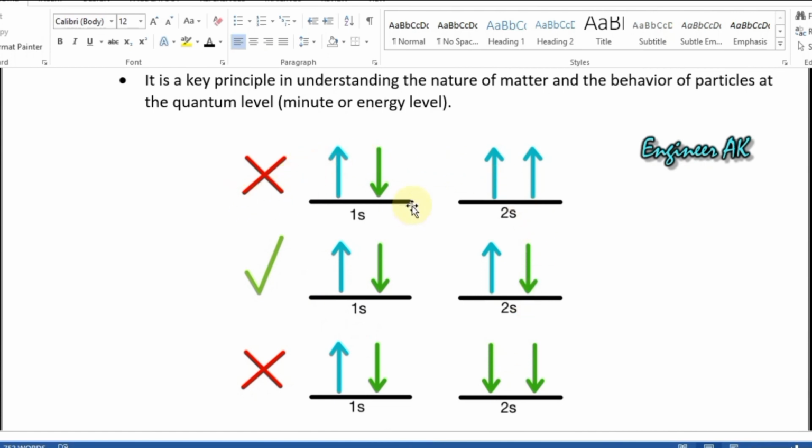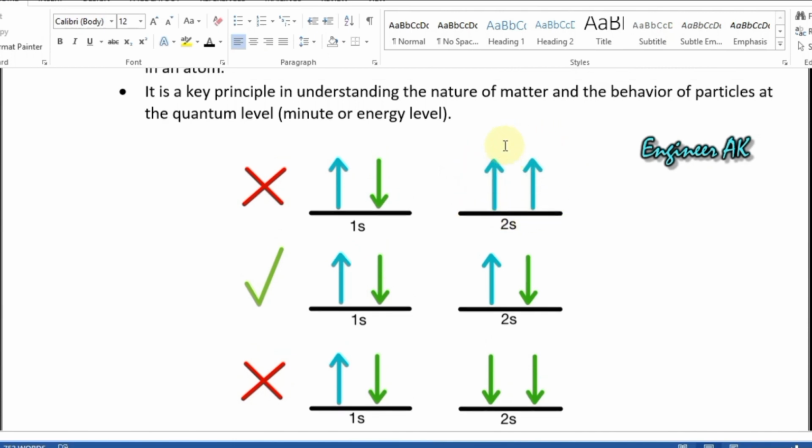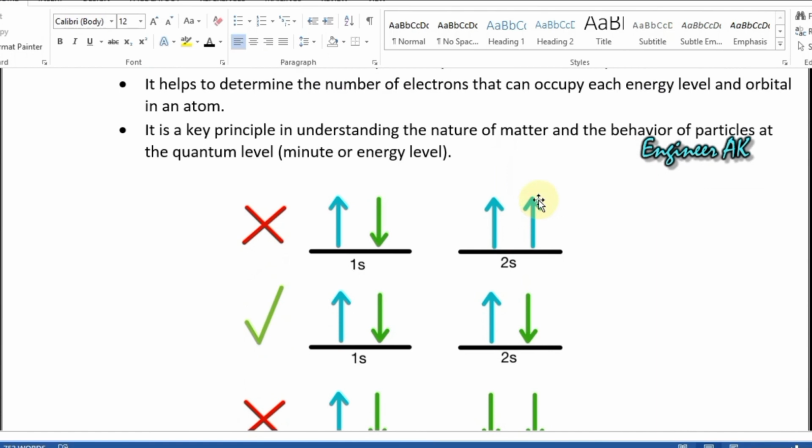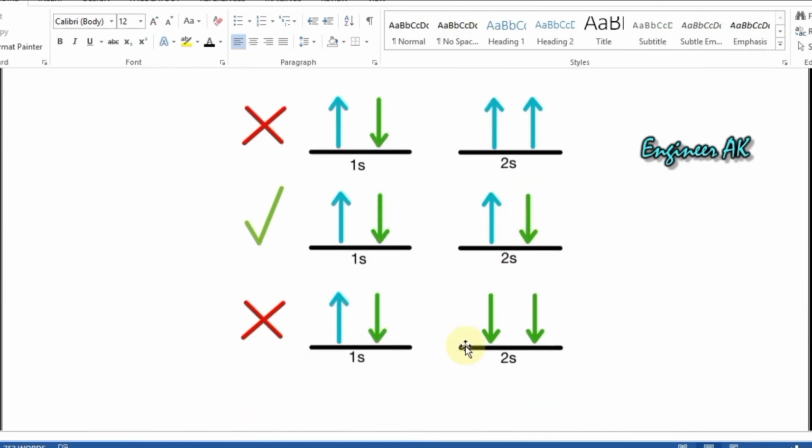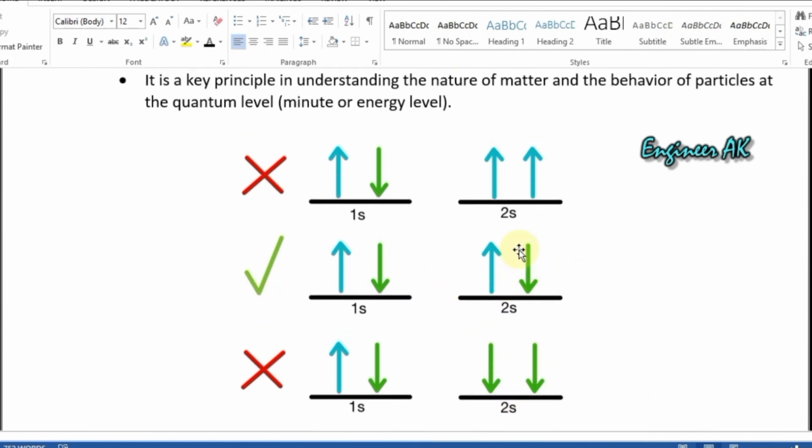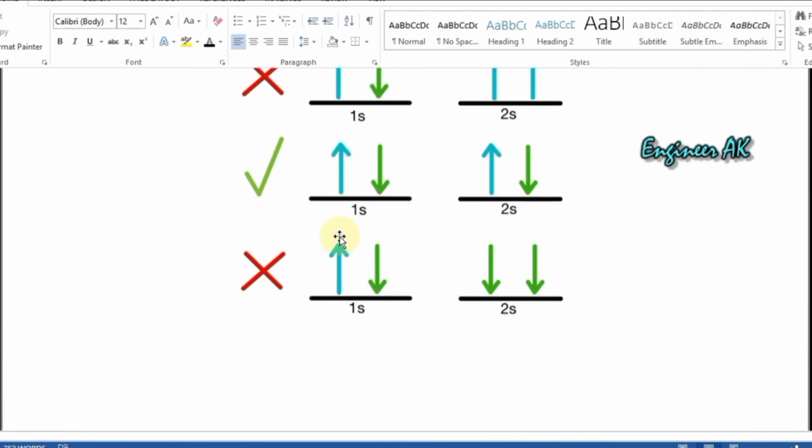In this diagram, the first one isn't correct, because according to the Pauli exclusion principle, no two electrons will have the same spin. The same is the case with the third one, where we can see that they have the same spin. But if we see this one, according to the Pauli exclusion principle, it is the right one, because both electrons possess opposite spin, or we can say that they do not have the exact same quantum numbers.